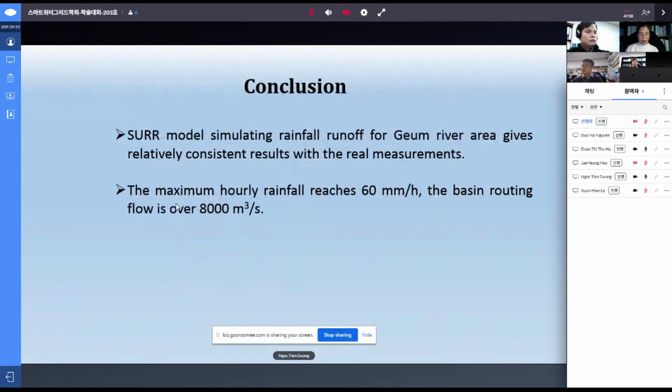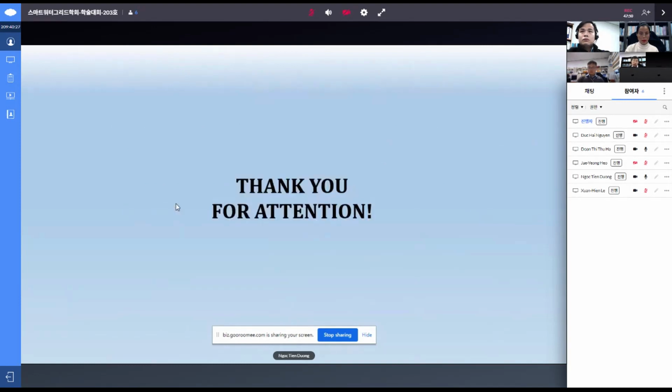About the conclusion, the SUR model simulated rainfall-runoff for the Kum River area with relatively consistent results with the real measurement. The maximum hourly rainfall reached 60 millimeters per hour, and the routing plot is over 8,000 cubic meters per second. Thank you for the attention.